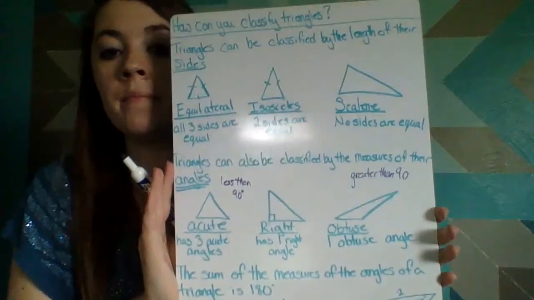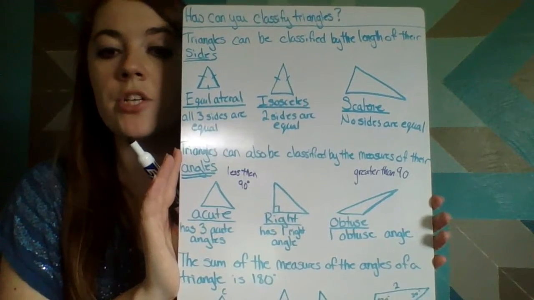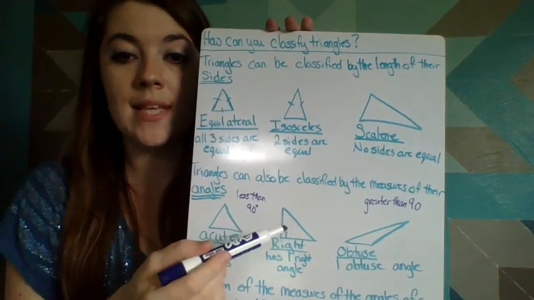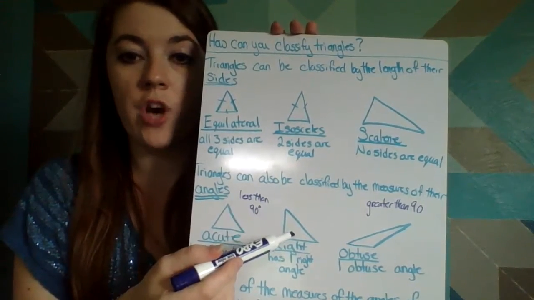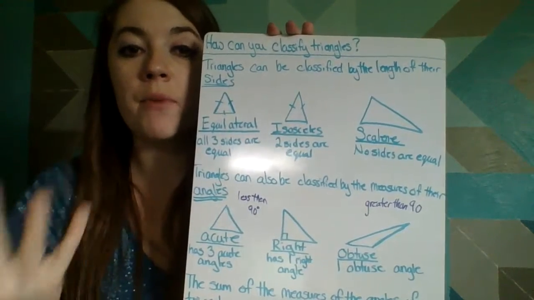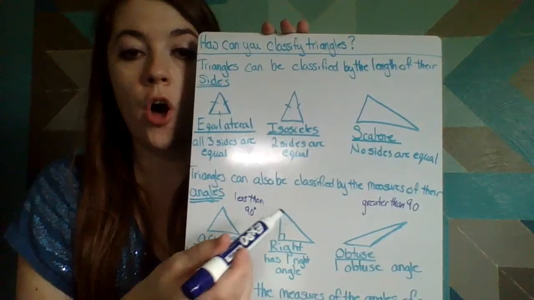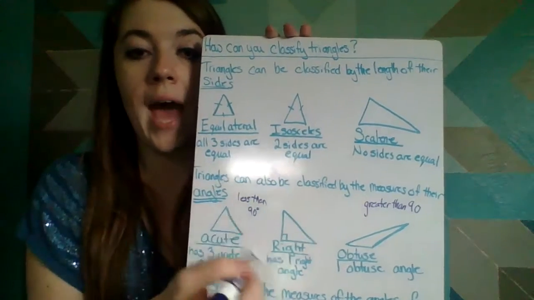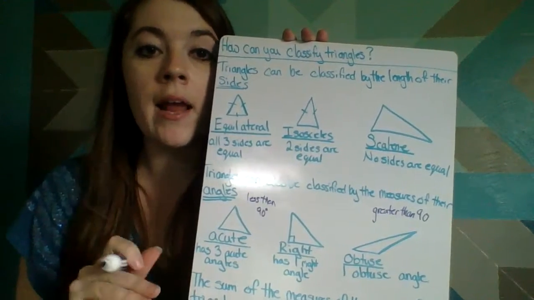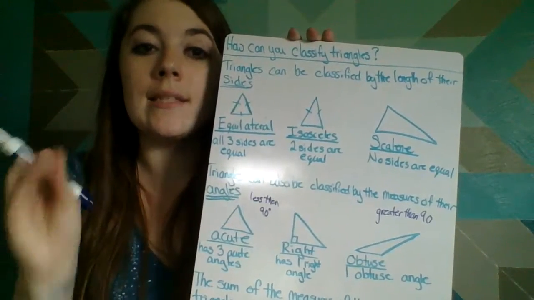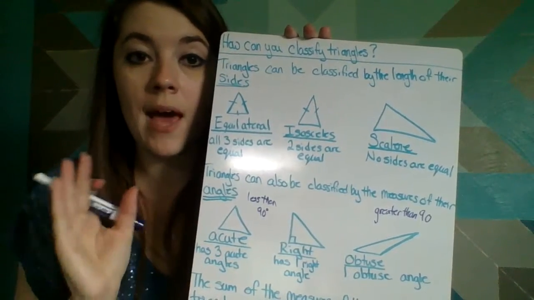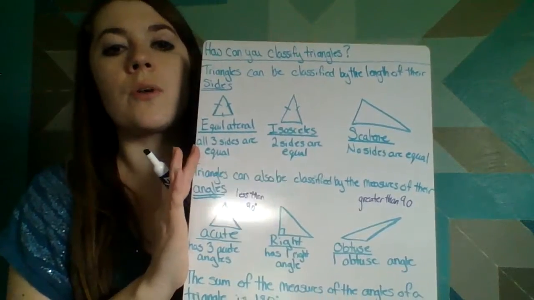Now, key thing, like I was getting at, the sum of the measures of the angles of a triangle is 180 degrees. So that means, like I was saying, we can only have 1 right angle in a triangle, and we can only have 1 obtuse angle. We're limited on the number of degrees we can have in a triangle. All 3 of these angles, when we add them together, will equal 180. They won't equal 179. They won't equal 190. Exactly 180. No more, no less. Not 180.5. It's not a triangle anymore. So keep that in mind.